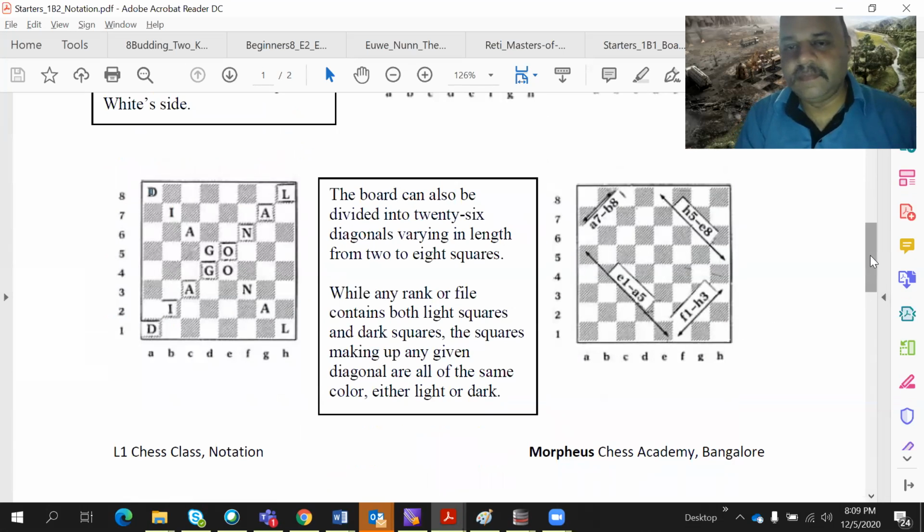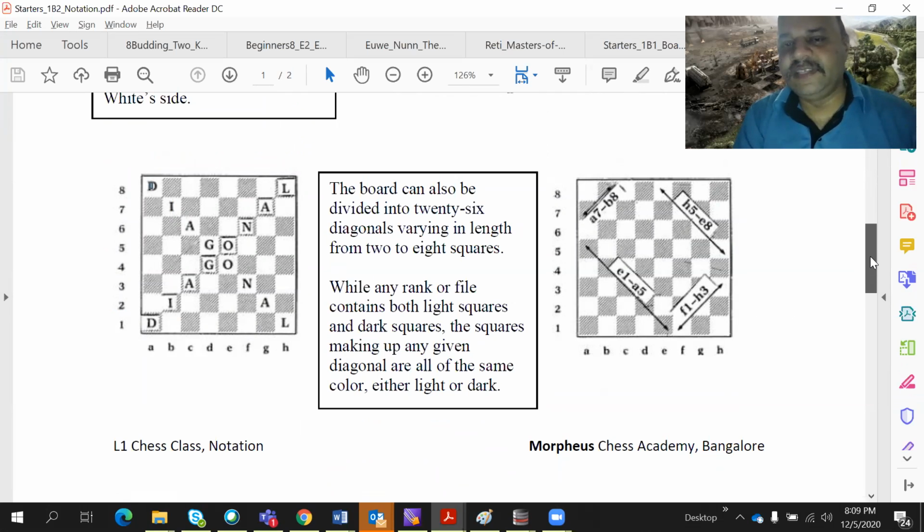Sir, is there a special word for a diagonal, like rank and file, a combination? No, we say diagonal only. In chess also we say diagonal only.